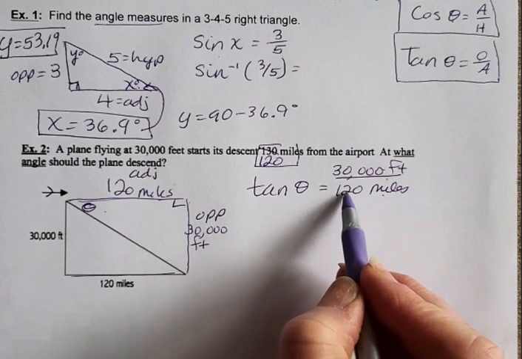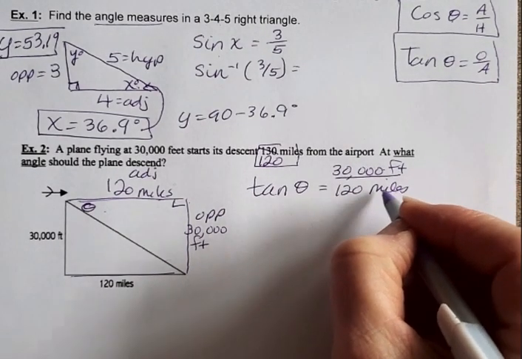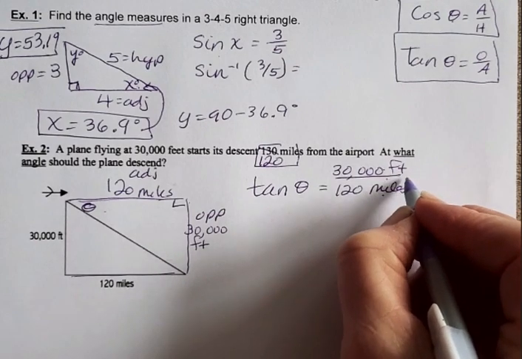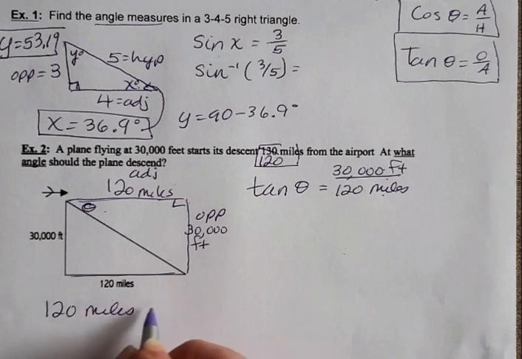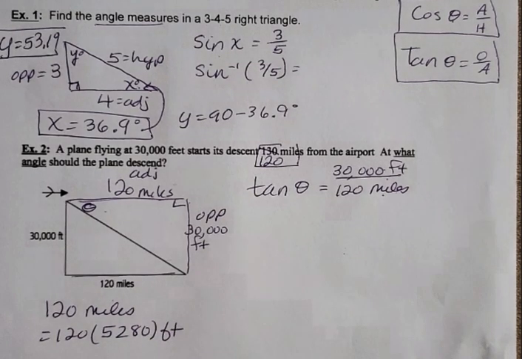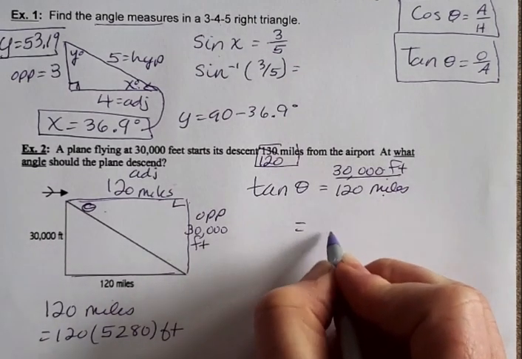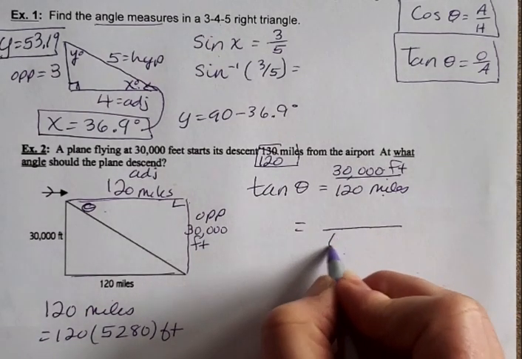I'm just going to choose to convert this to feet by multiplying by 5,280, because 120 miles is equal to 120 times 5,280 feet, because there's 5,280 feet in a mile. So if you calculate that, let me do the denominator first, that will give you 633,600 feet.